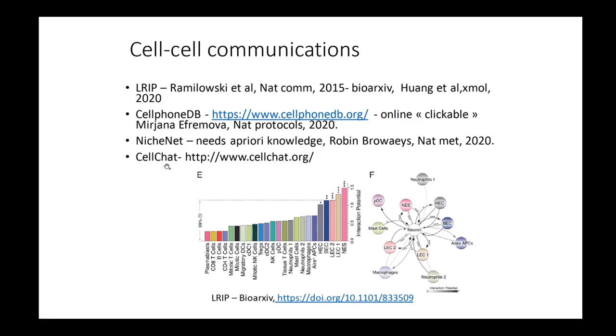CellChat also has an online version and an R version. It outputs graphs that are quite nice to look at and easy to understand. It also works only on ligand and receptor pairs. You should look it up, because it might be relevant for your work, and it is visually appealing.